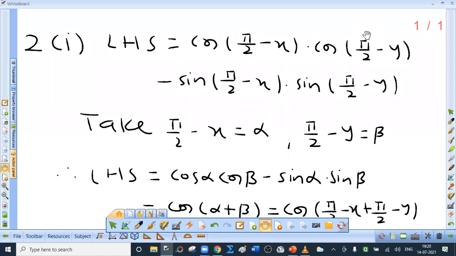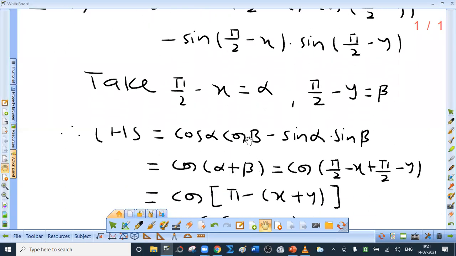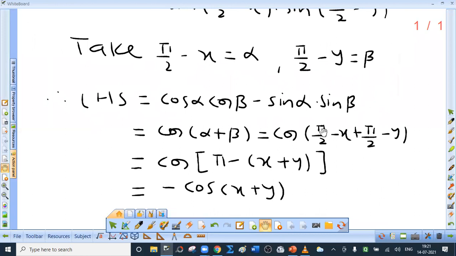Second sum, first part, prove the following. Cos pi by 2 minus x into cos pi by 2 minus y minus sin pi by 2 minus x into sin pi by 2 minus y is minus cos of x plus y. See, you may say that cos of pi by 2 minus x is sin x, cos of pi by 2 minus y is sin y, sin of pi by 2 minus x is cos x, and so on. That is also correct. But here I have put pi by 2 minus x as alpha and pi by 2 minus y as beta. So cos alpha cos beta minus sin alpha sin beta is the expansion of cos of alpha plus beta. Substitute values of alpha and beta again.